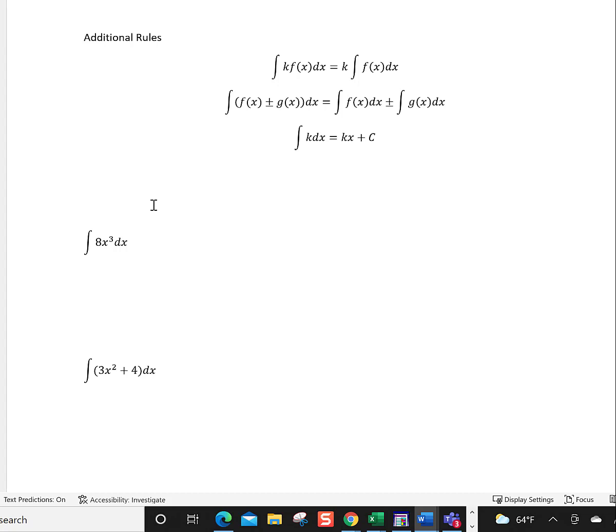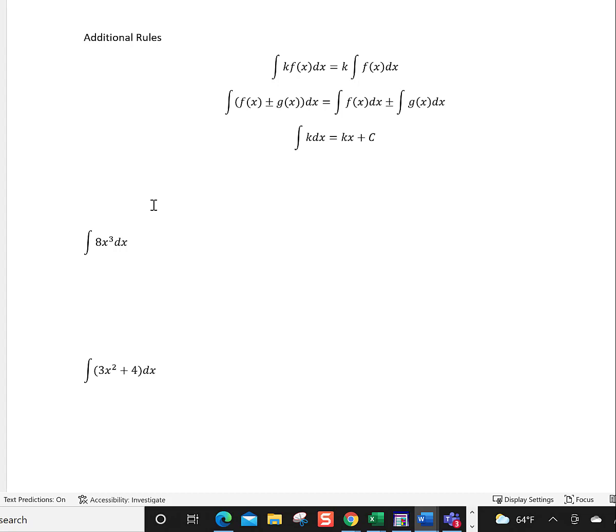Then I have the integral of f of x plus or minus g of x, saying if I'm adding or if I'm subtracting, I'm going to do the same thing. I could look at the integral of f of x, then I could add or subtract, whichever one I'm doing, the integral of g of x. So it's kind of like I can look at each piece one at a time, which is nice. Then the last one is just a specific version or type.